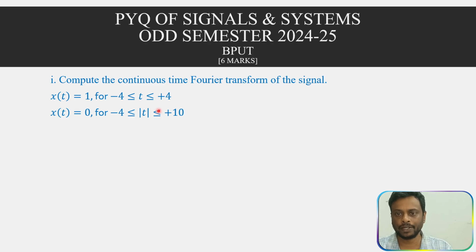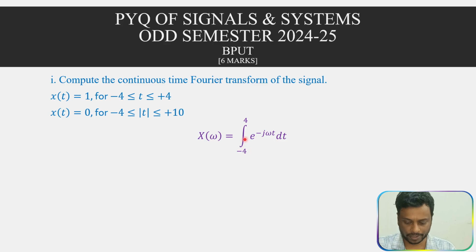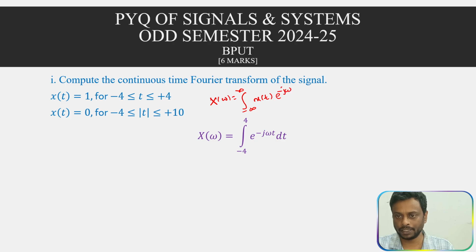What is the formula for finding the Fourier transform? Just write down the formula: X(ω) equals the integral from minus infinity to plus infinity of x(t) e^(-jωt) dt. In this case, the limits are -4 to +4, because x(t) is 0 elsewhere and 1 for -4 to +4. So it is 1 times e^(-jωt) dt.